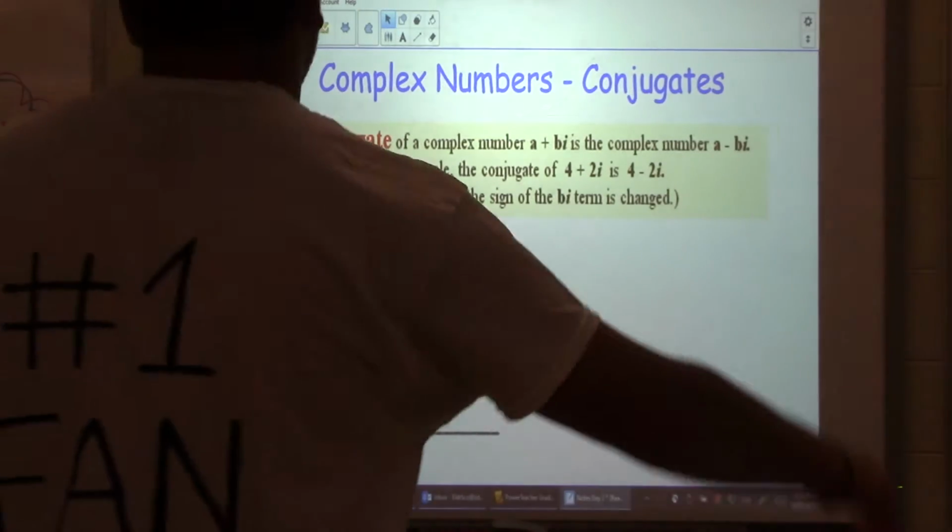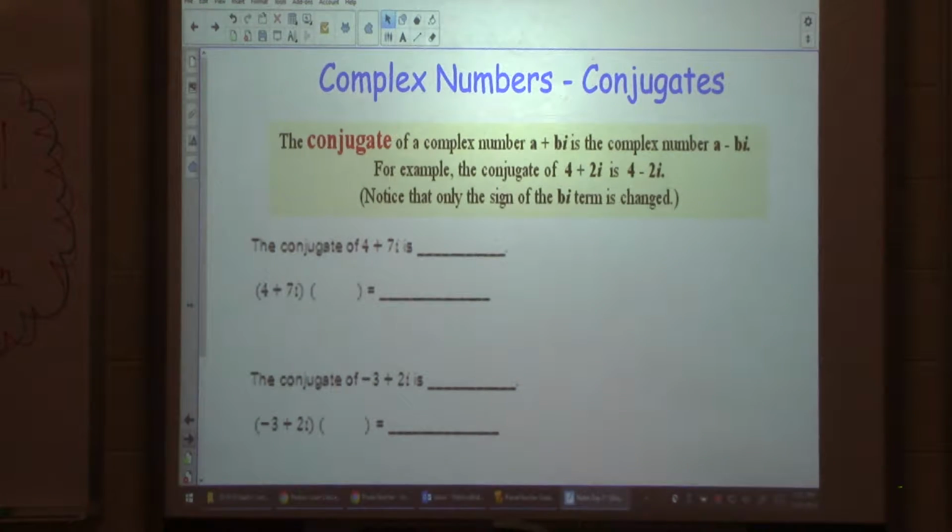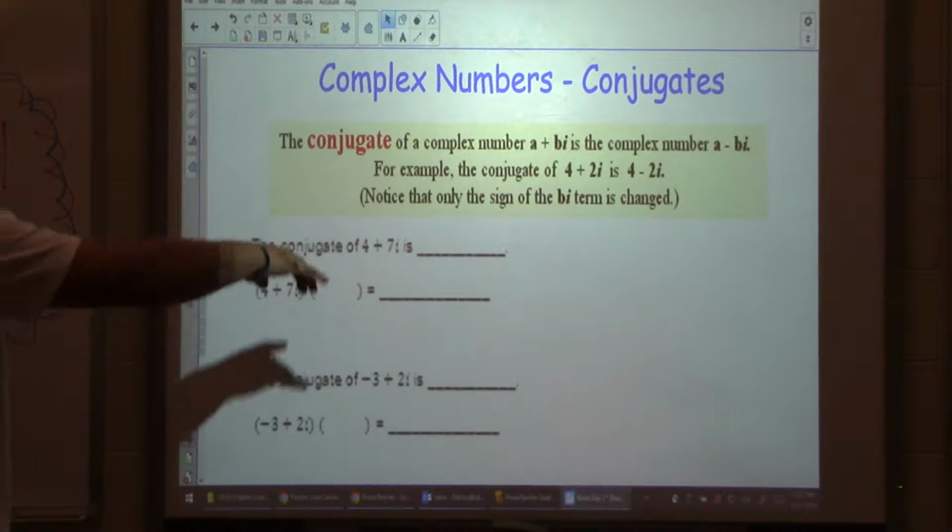Here we go. So day 2. Complex numbers, day 2. We're going to do 2 different things today. We're going to talk about complex conjugates, and we're going to talk about powers of i. First and foremost, the conjugate.